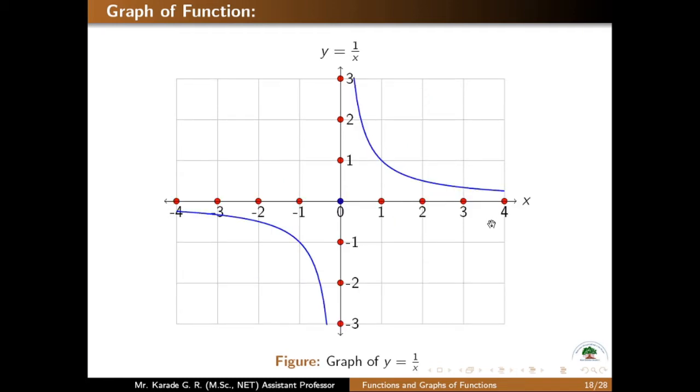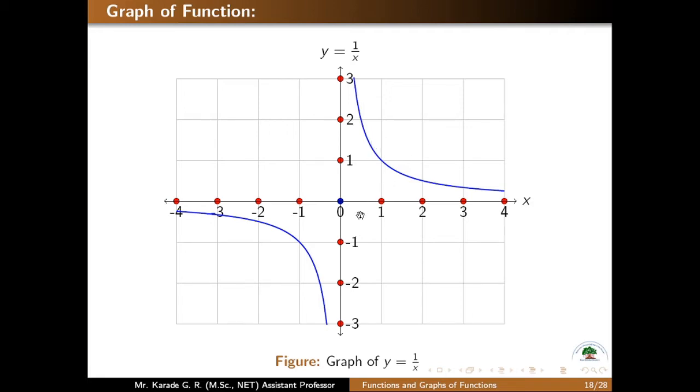Okay, so next function is the inverse function 1 by x. As we have seen, this function is defined for all real numbers except x equal to 0, because 1 upon 0 is not defined. That's why it is not defined at x equal to 0. Okay, so this function has two parts. First part is in first quadrant and second part of that graph is in third quadrant.